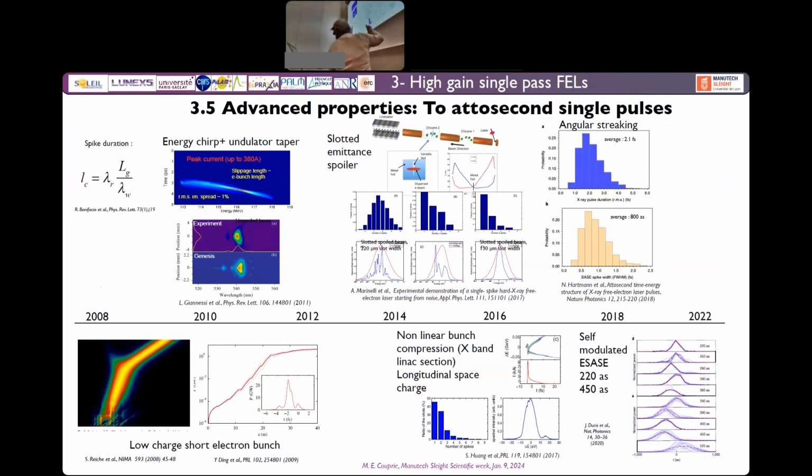And with this, they were able to reach attosecond pulses. So like with HHG.